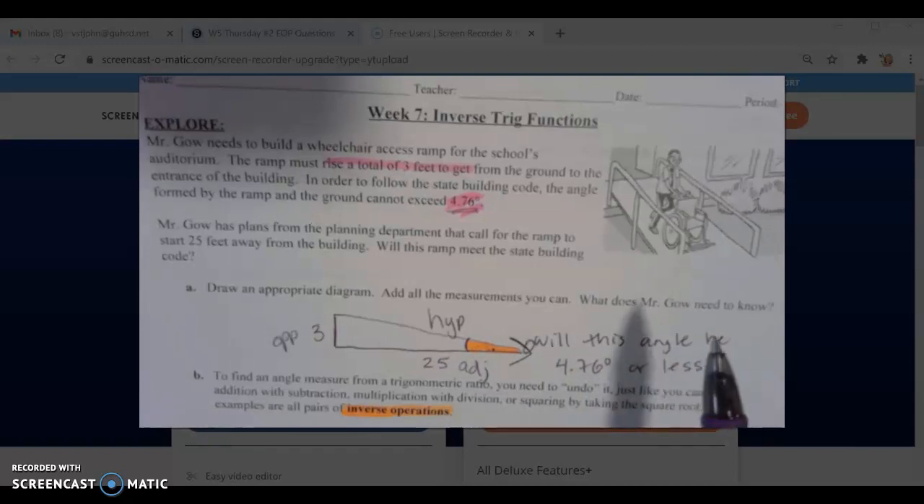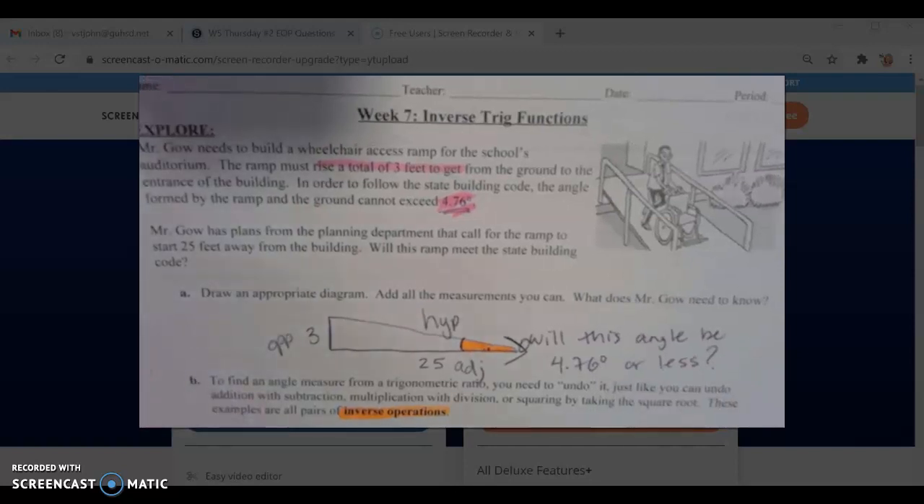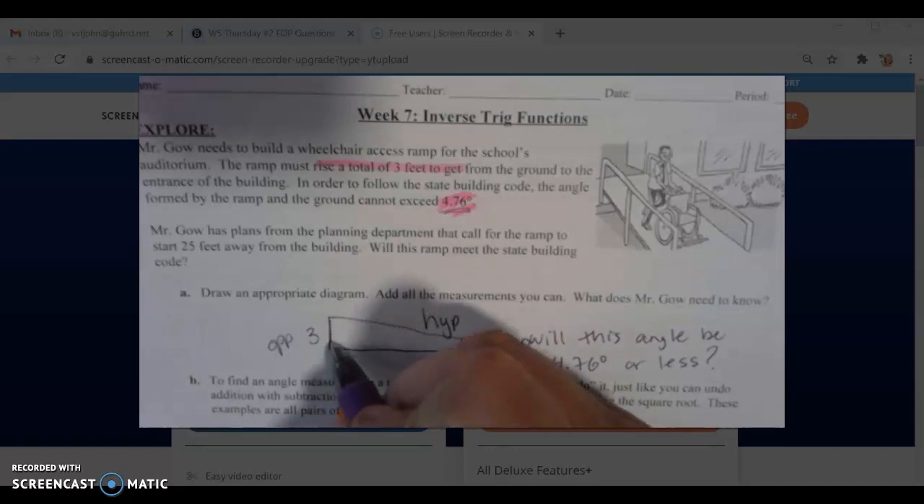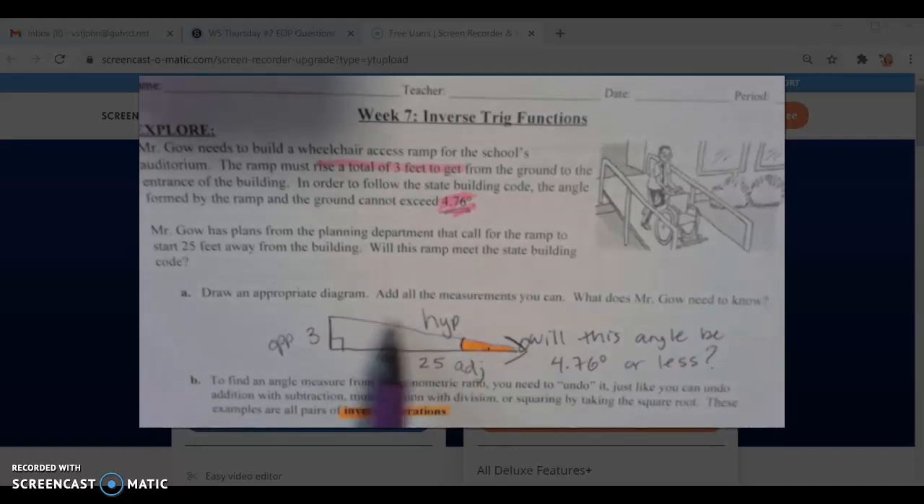It can be less. Now this is called using inverse operations because we're undoing what we've done in the past. So before, if I looked at this, this is my hypotenuse. This is my 90-degree angle. If this is my angle of reference, my arms are touching the hypotenuse and the adjacent side, so it makes this one my opposite.